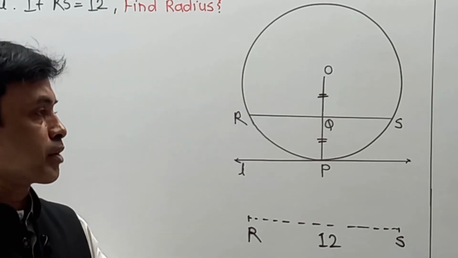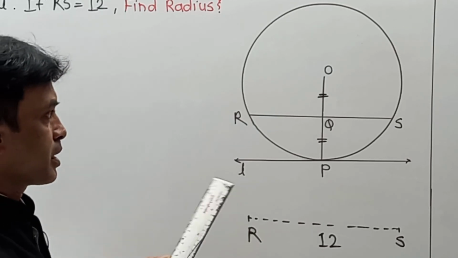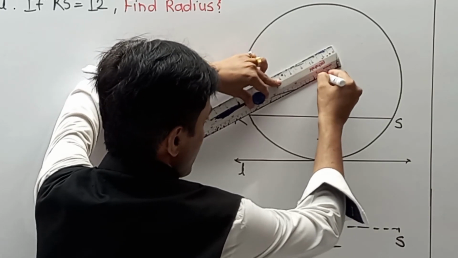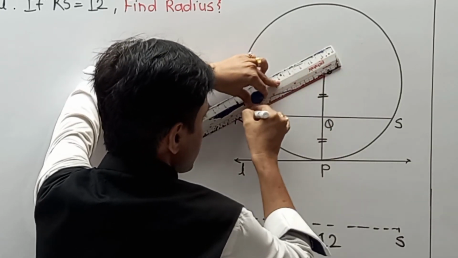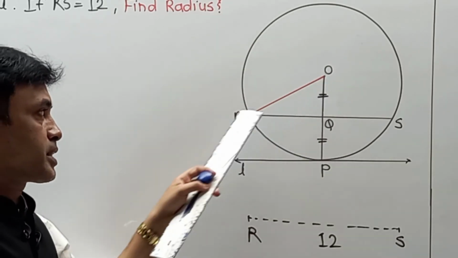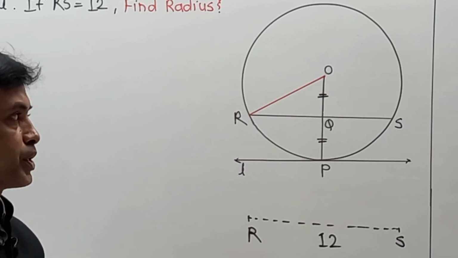So, as part of the construction, I am going to draw it over here. Let us say we are interested to find the radius. So first, I am going to join O with R. Now automatically it will be a radius of the circle, or you can say our target is to find OR.